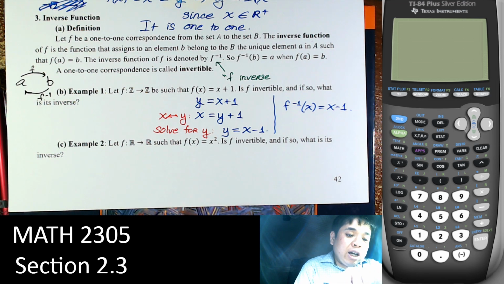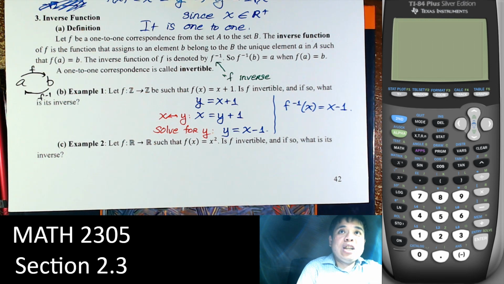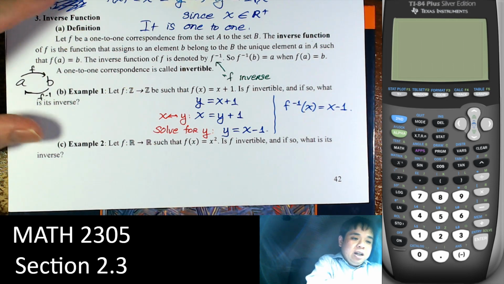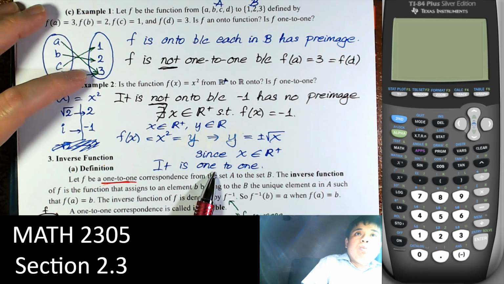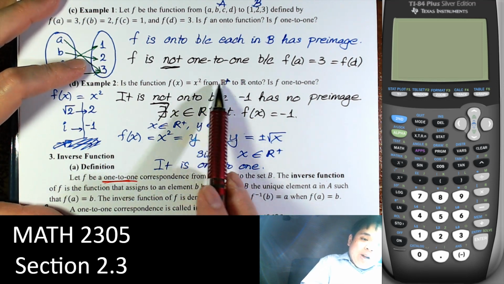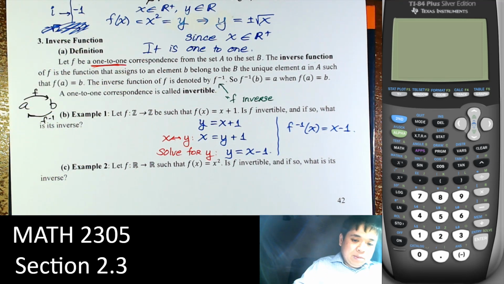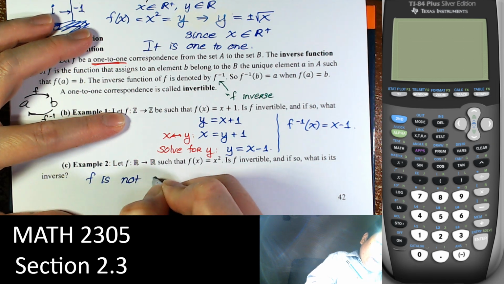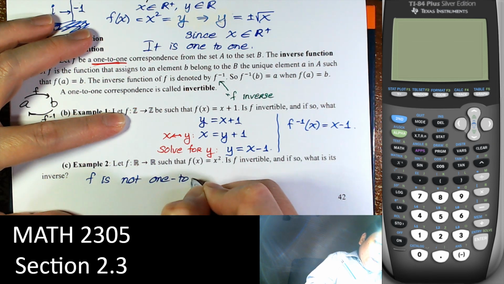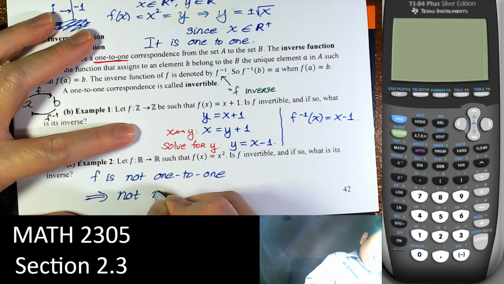Next, suppose we have the square function. Is it invertible? If so, what is the inverse? The answer is that this is not a one-to-one function. Remember, a function has to be one-to-one to be invertible. In general, if we have R plus, then it is one-to-one. But for R to R, this is not one-to-one. So it is not invertible, meaning there's no inverse.